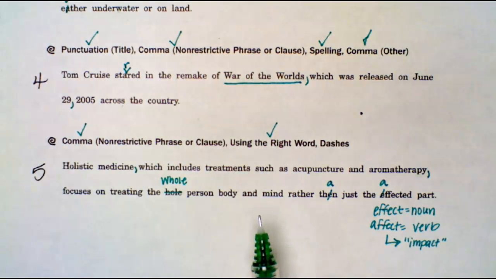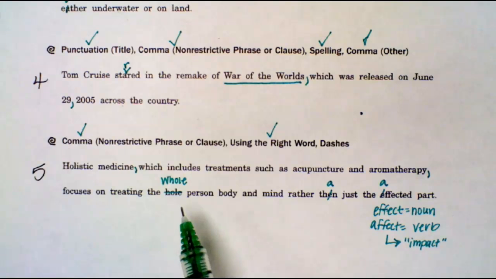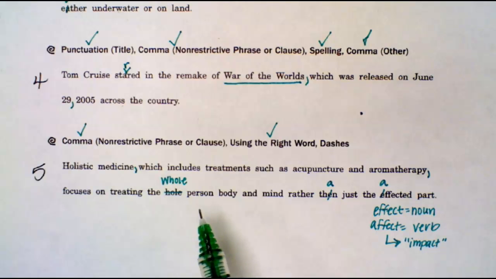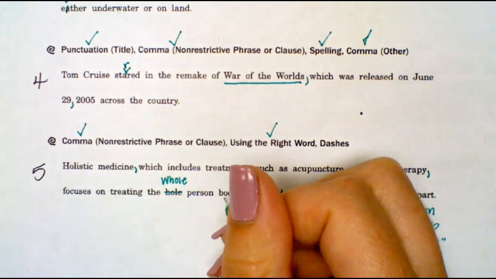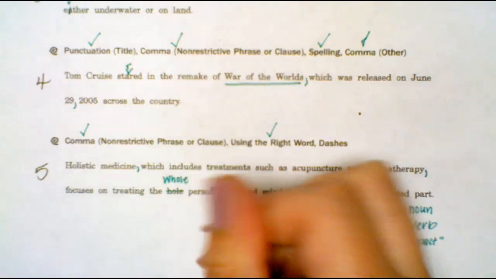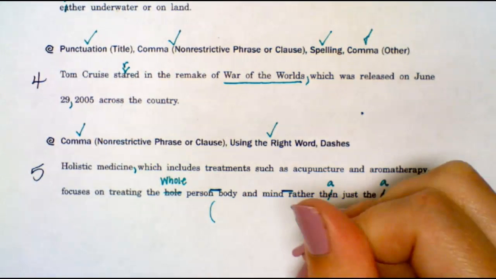And lastly, I'm going to add dashes. So dashes are very similar to using parentheses. It just lets my audience know that I'm trying to clarify information. So when I talk about clarification, I'm looking at what I mean by whole body. So the author of this sentence is saying it treats the whole body, but I also need to add more information or more clarification. My clarification is body and mind. So I'm going to add my dashes between person and body and mind and rather. You also could use parentheses here.